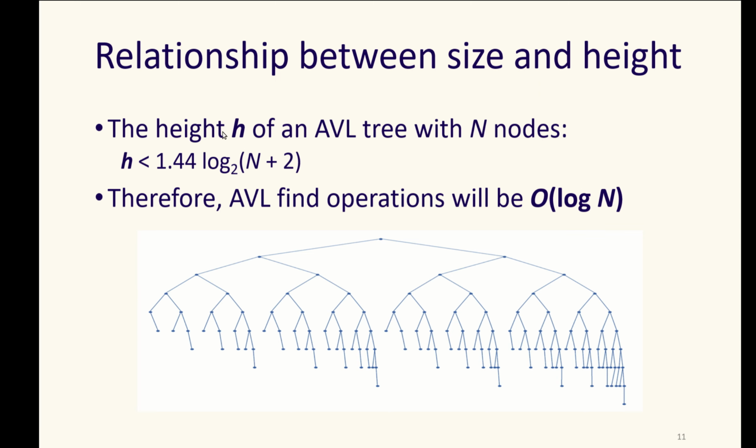So the height of an AVL tree with n nodes is less than 1.44 log 2 of n plus 2. Therefore, AVL find operations will be within O of log n. There's a constant factor times a log n. We're fine. It's not perfect. You can see this example of an AVL tree here.